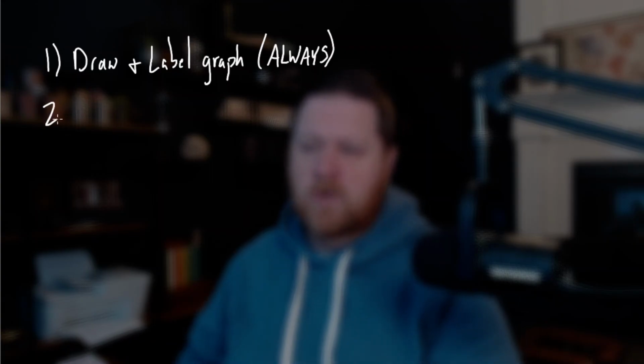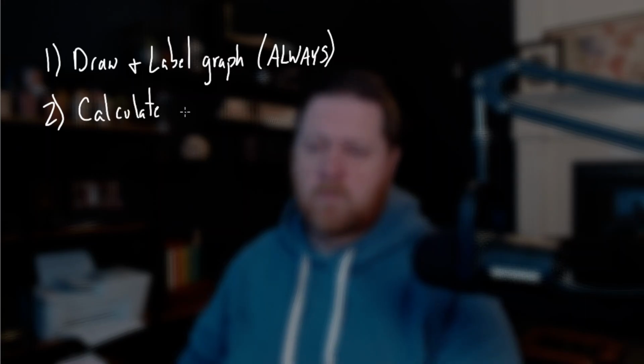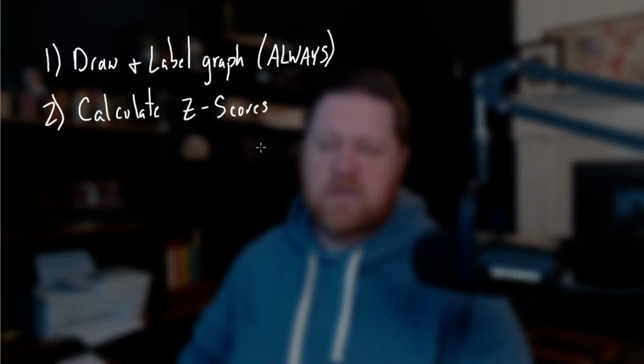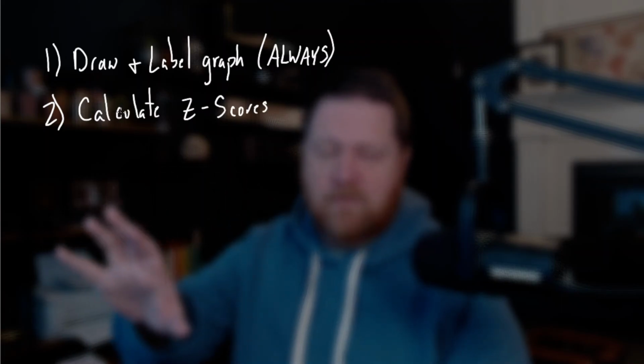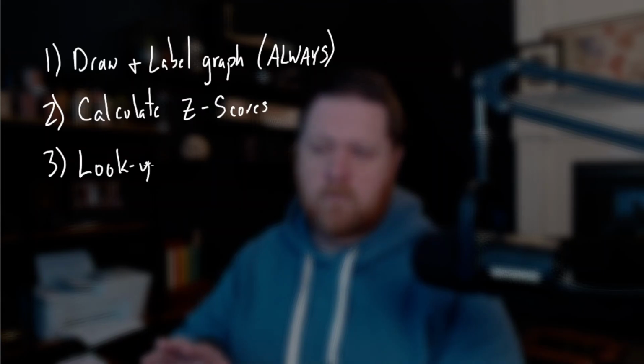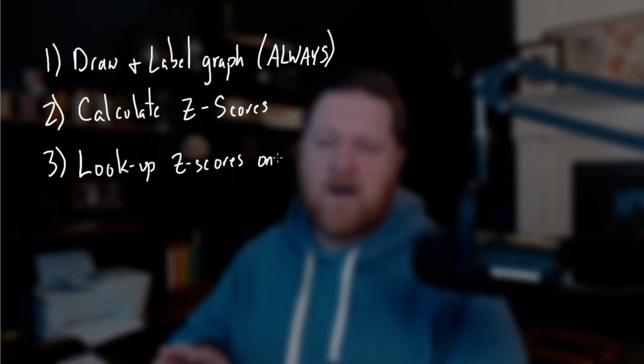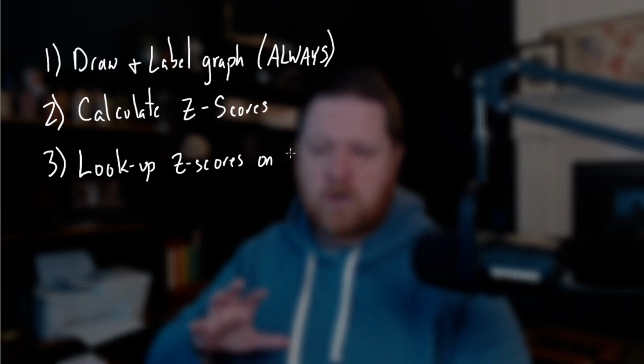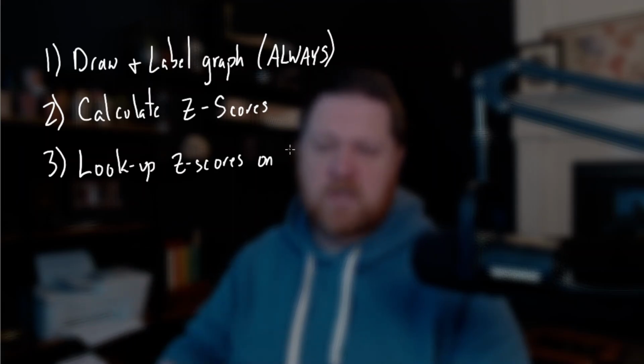Secondly, what we're going to do is calculate z-scores. I'm going to work a problem in just a second so you can see what all this means. I'm just giving you a second to get this in your head. We're going to draw and label a graph. Then we're going to calculate z-scores. Then we're going to look up those z-scores on the z-table. Now, what this allows us to do is find the area under or between particular points on the normal distribution. So we want to look up z-scores on a z-table.